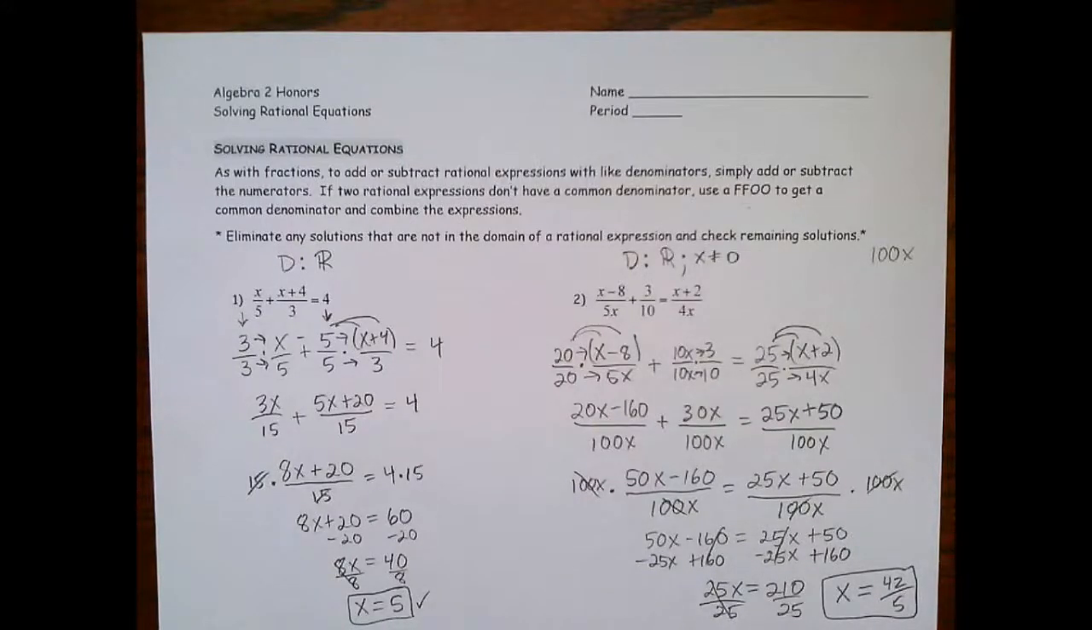My suggestion is if you have lots of fractions with different denominators, just try to get them to all have the same denominator, and then you can use this trick where two fractions that are equal and have the same denominator must have the same numerator.